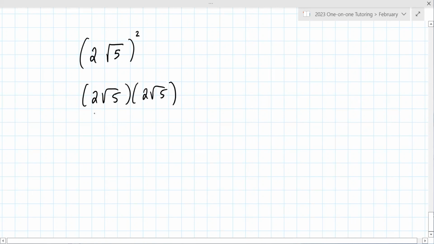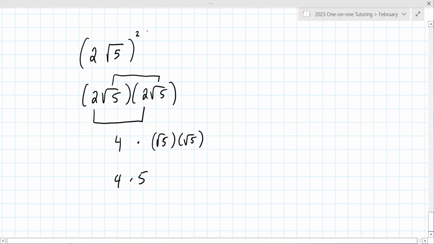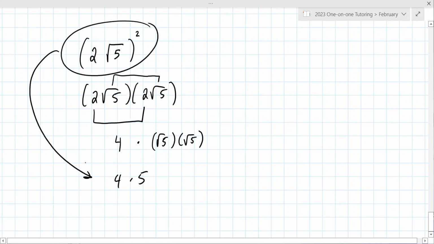That means you have to multiply 2 times 2. What is 2 times 2? That's 4. And then the square root of 5 times the square root of 5, what does that become? I would say 5. Yeah, so this becomes 4 times 5. So the original problem becomes 4 times 5. Notice it's like squaring the number in front and then multiplying by the number underneath.